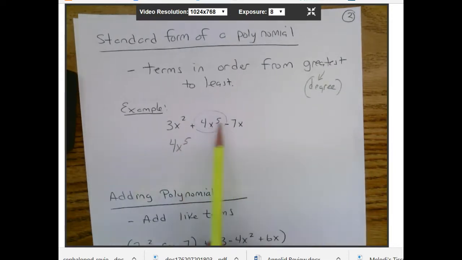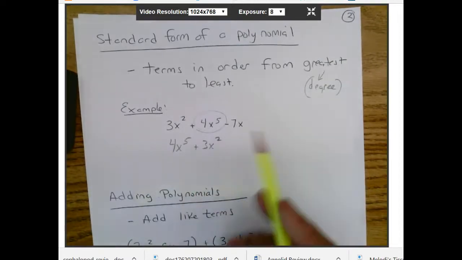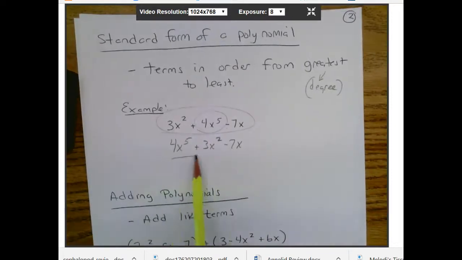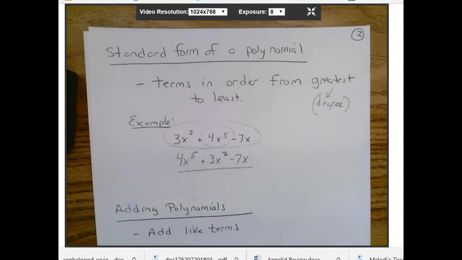The next greatest degree would be 3x squared, so we'd add that. And then the last one is negative 7x. So for this polynomial, how it's written, the standard form is to write it from the greatest degree to the least. And that's your standard form.